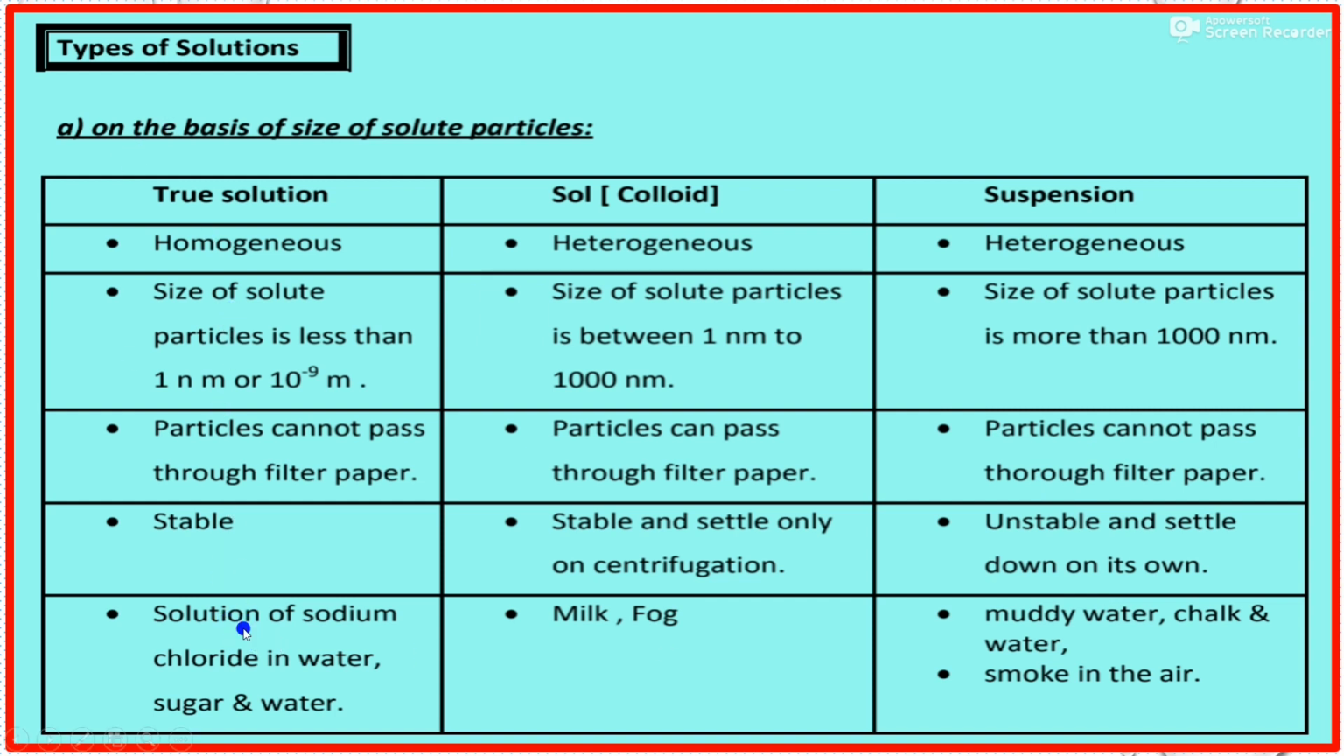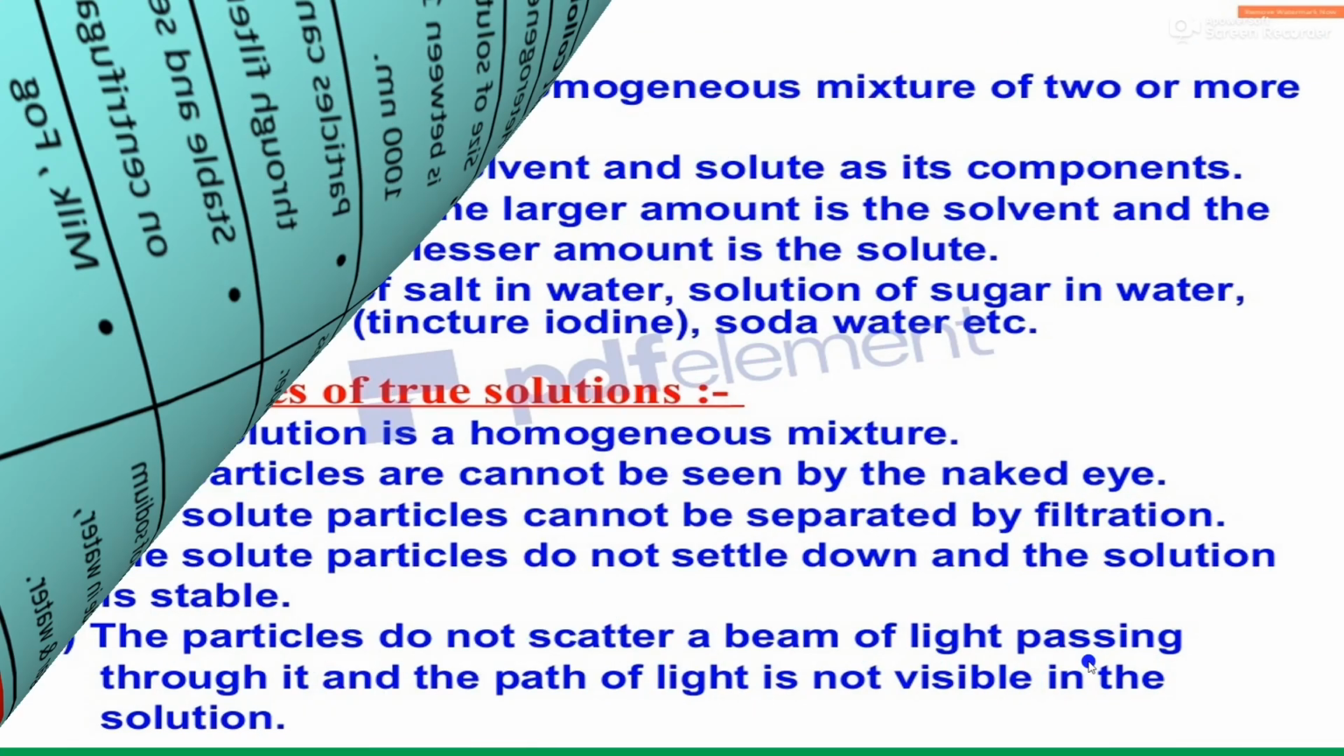Then true solution: solution of sodium chloride in water, sugar and water. These are examples of true solution. And examples of colloid are milk and fog. And examples of suspension are muddy water, chalk and water, smoke in the air. These are the examples of suspension.